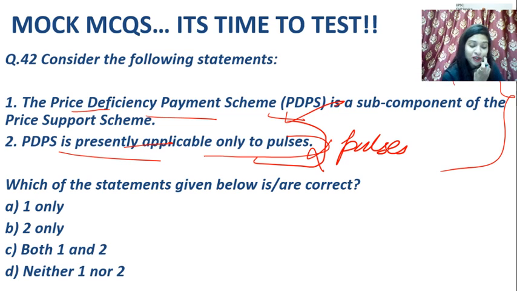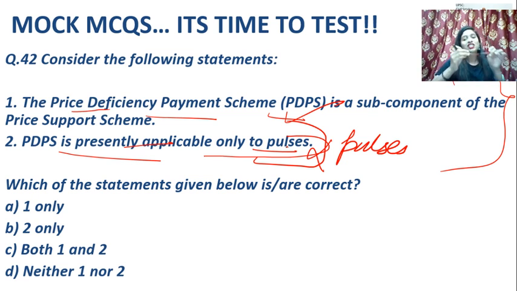Somebody is saying they're confused. Think and say. See, look at the keyword. It is given pulses. So, think and say. Okay, Nidhi is saying it is not pulses, but rather it is oil seeds.